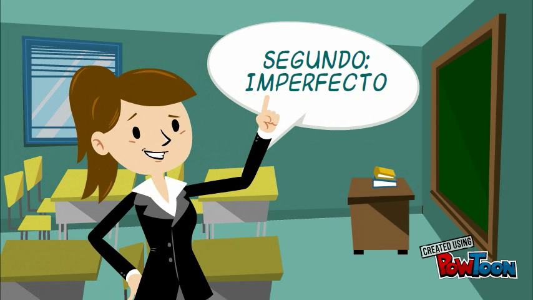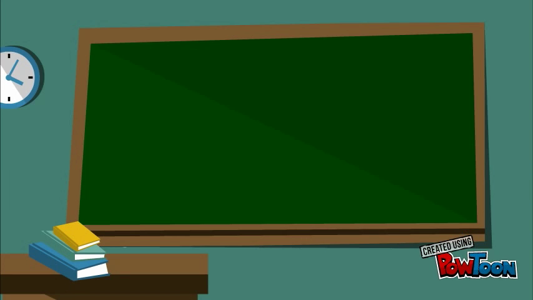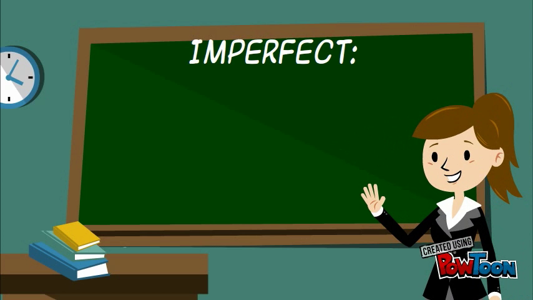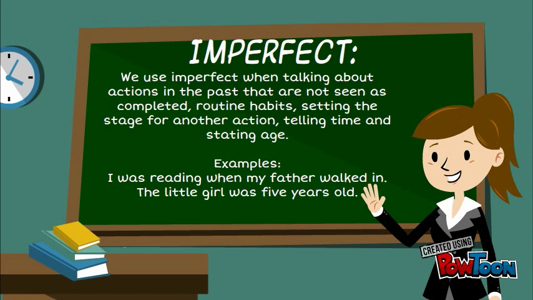Next, we will talk about past imperfect tense. We use imperfect tense for talking about actions in the past that are not seen as completed, routine habits, setting the stage for another action, telling time, and stating age.